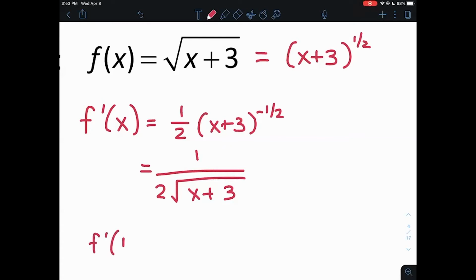So let's evaluate this derivative at x equals 1. And that would give us 1 over 2 times the square root of 4. So 1 over 2 times 2, and we'll get 1 over 4. I know that the slope of the tangent line at the point x equals 1 is 1/4. All right, that's background work in order to set up a local linearity problem.